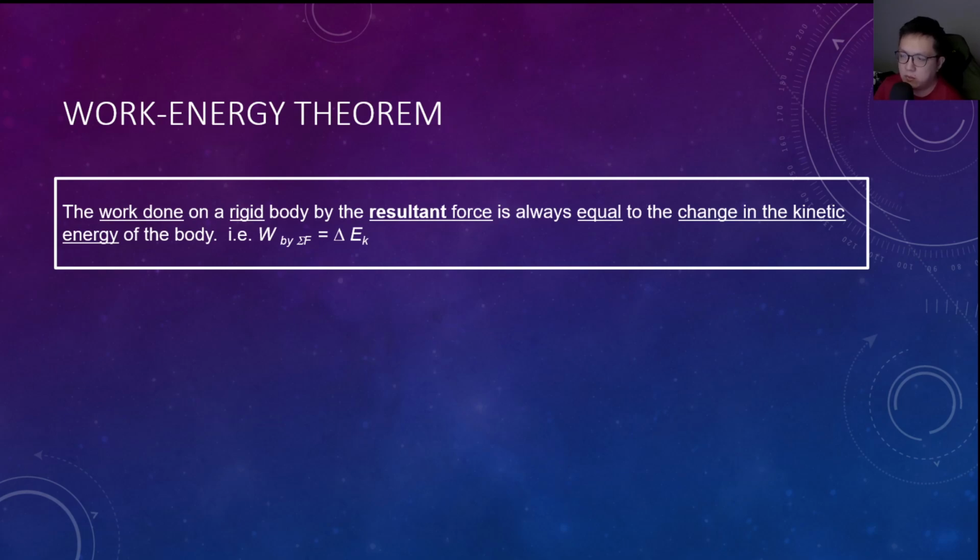Okay, so the work done on a rigid body by the resultant force is always equal to the change in KE of the body. So if I work out all the forces that are acting on the body, I find the resultant force. I multiply it by the distance moved in the direction of the force, and I will get the work done. And this is equal to the change in kinetic energy.